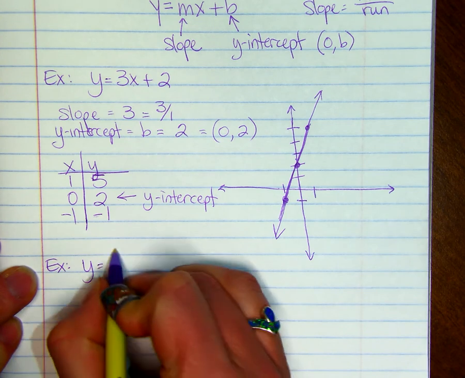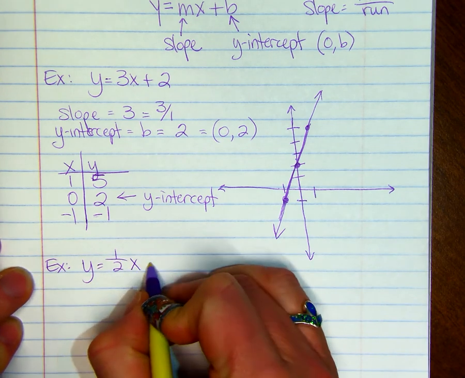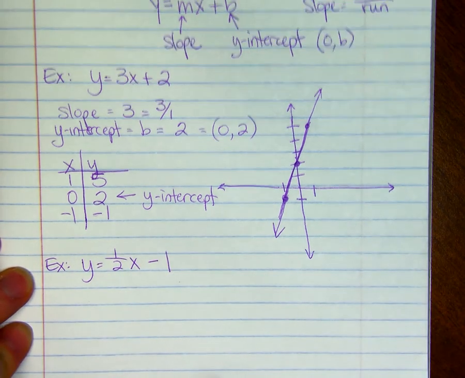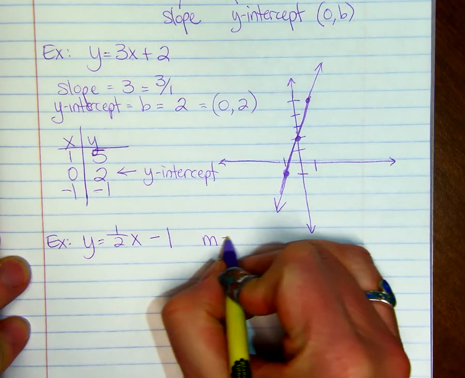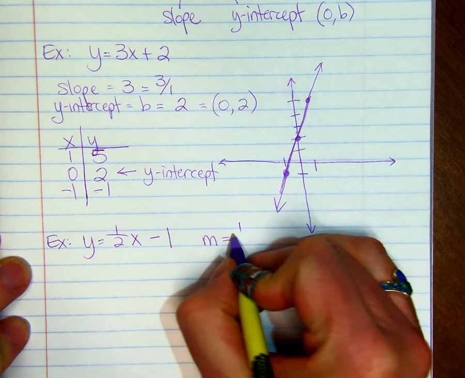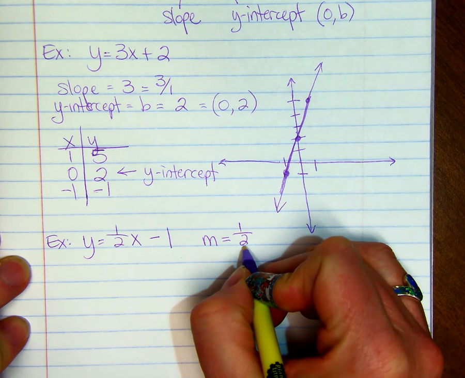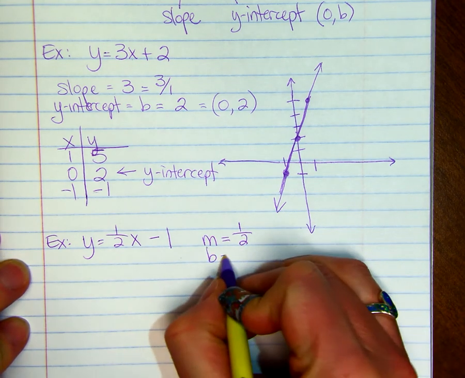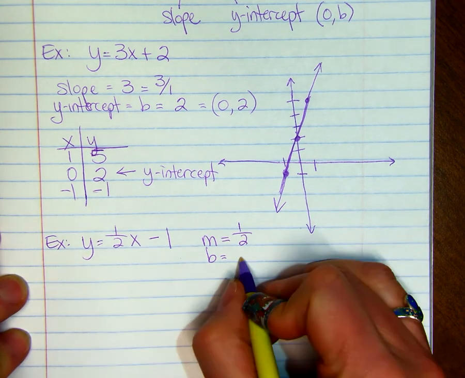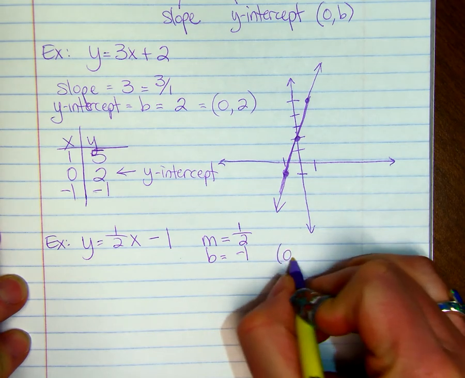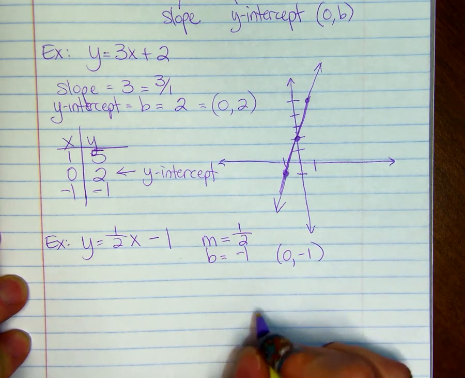So here's another example. y equals 1/2 x minus 1. So we could say our slope, or m, is 1/2. So we're going to rise 1 and go over 2 from our point. And our y-intercept is negative 1, which we can write as the point (0, negative 1).